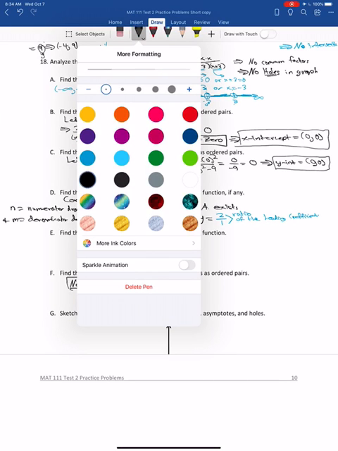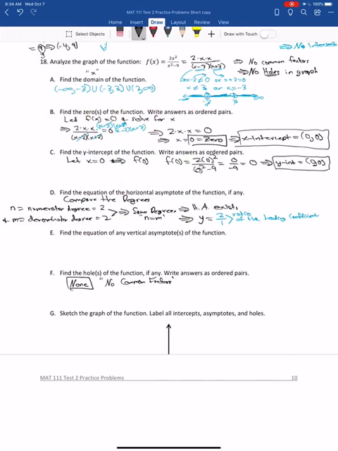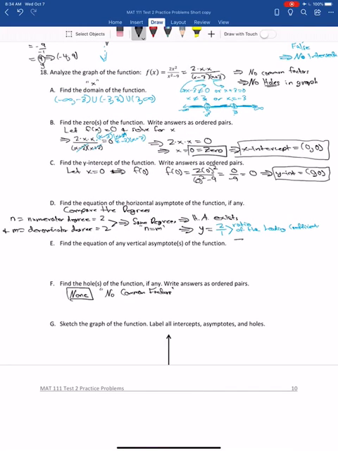If the degree of the numerator is less than the degree of the denominator, we have a horizontal asymptote at the line y equals 0, which is the x-axis. But y equal 2 is our horizontal asymptote. So our graph will flatten out at 2. It'll be like a magnet. Our graph will converge in on that line.